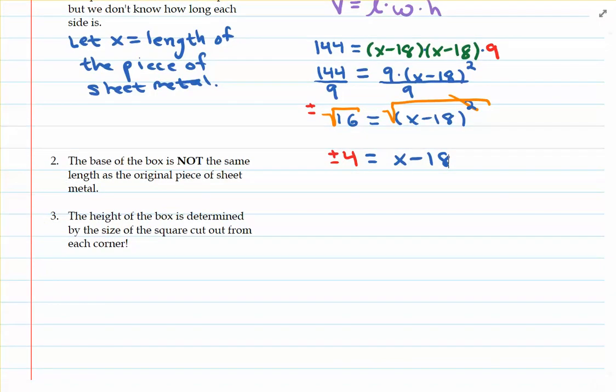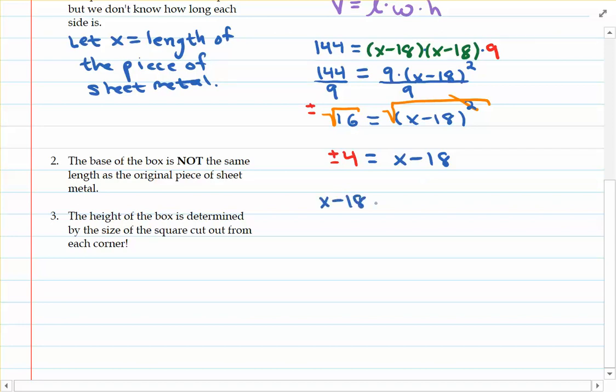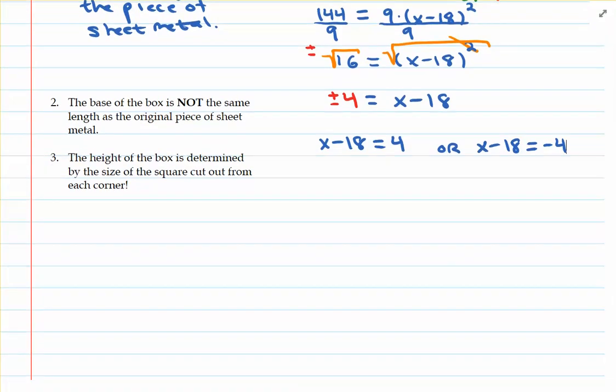So what I'm going to do here is actually separate this into 2 separate equations, and what allows me to do that is the fact that we have not only positive 4 equal to x minus 18, but also negative 4 equal to it. So this yields 2 equations. Either x minus 18 is equal to positive 4, or x minus 18 is equal to negative 4. So it bounces us into 2 equations, but they're really, really easy linear equations.